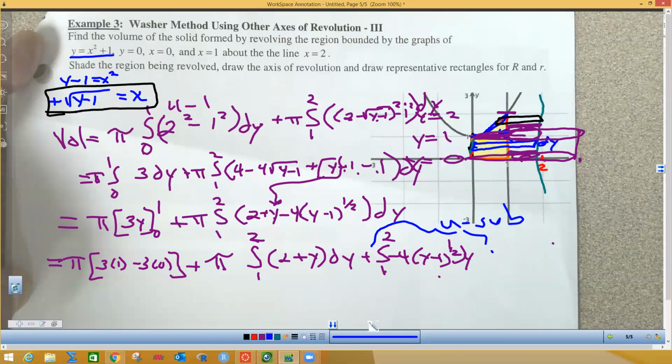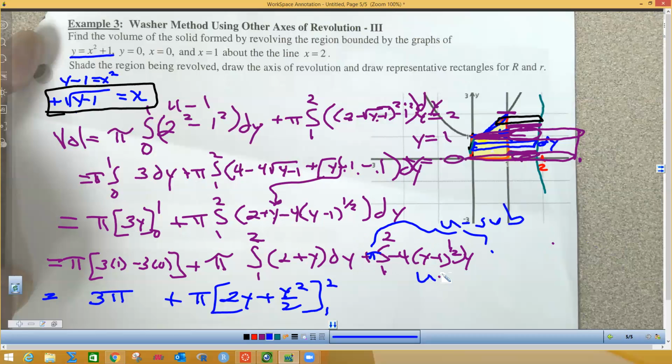Yeah. That integral still a pi in front of it? Yes, it would. There's a pi here too. Thank you. Keep me straight. I'm old. Okay, so over here, I'm going to go ahead and get this part. It's going to be 3 pi. Plus, I got a pi here, and then I'm going to do the integral of 2, which is 2y, and the integral of y is y squared over 2. And that's from 1 to 2.